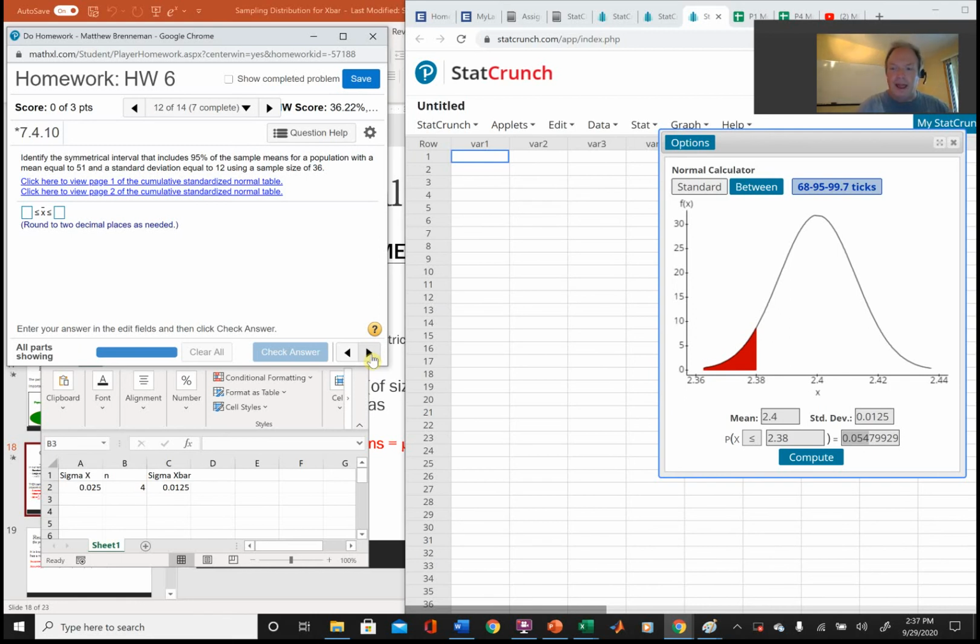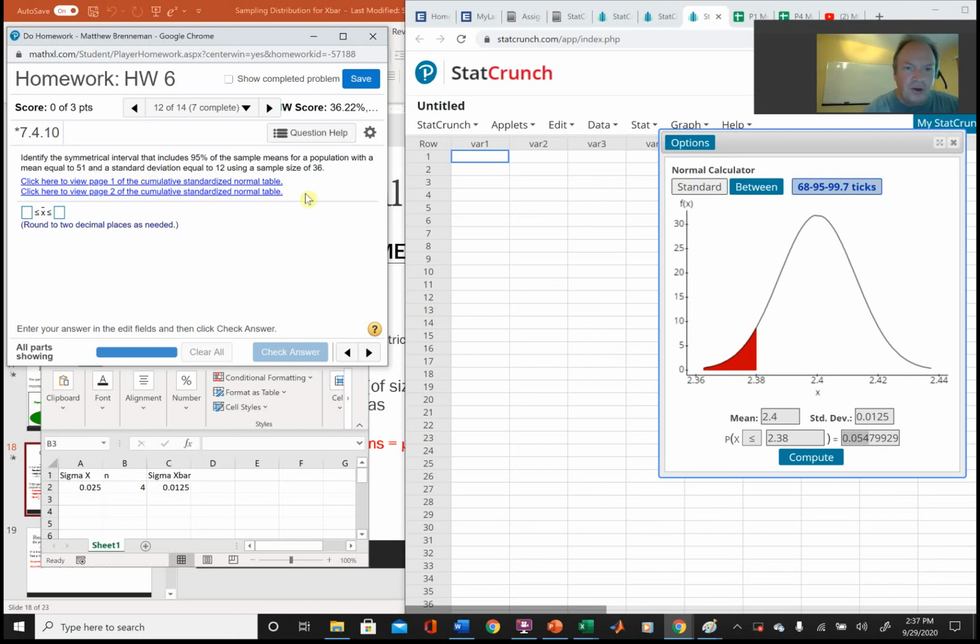So what you want to emphasize to them, and they don't really understand this well because they don't get enough practice with sketching these things out, okay? So first of all, we want to identify the symmetrical interval that contains 95% of the sample means for a population with a mean equal to 51 and a standard deviation equal to 12 using a sample size of 36. Okay, so let's take this apart.